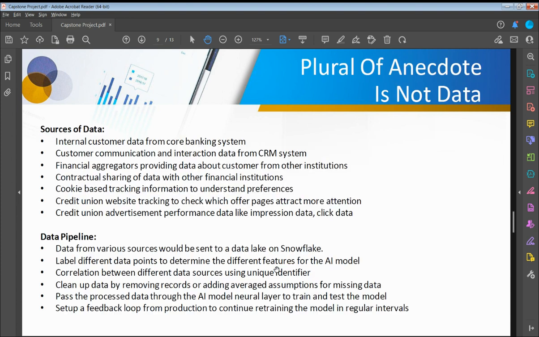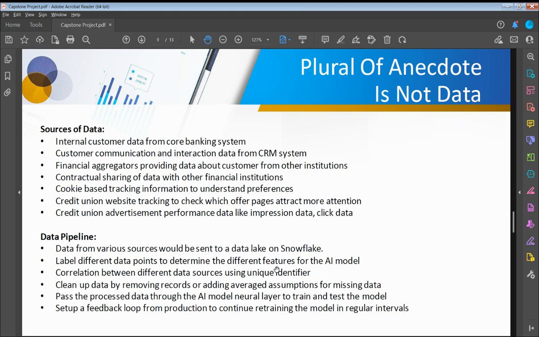Now, any AI model, for it to work, has to have a consistent and reliable source of data. So this AI tool would not be any different. The sources of data would be the internal customer data from our core banking system, and any customer communication and interaction data from our contact centers, email channels, and branch locations, all of which is recorded in the customer relationship management system.